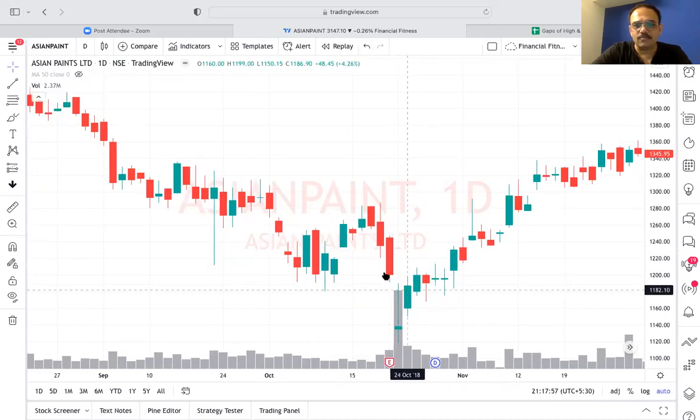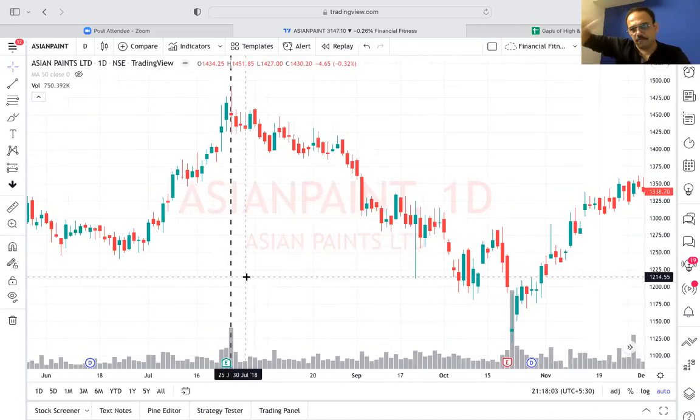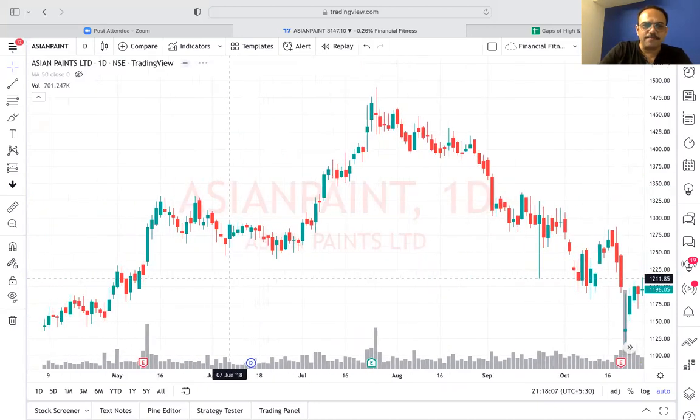So there is a gap down. This is a gap down with the volume. So this is the end of the fall. So that is how Japanese use it. They use it when the trend begins.